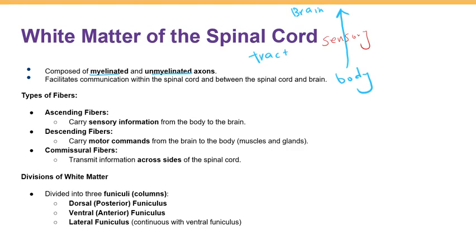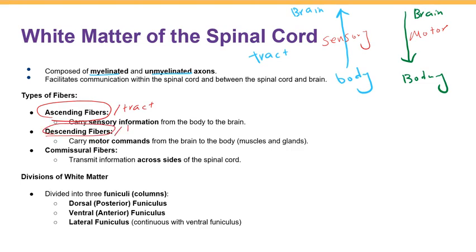And also we have the tract which is going to send the signals from the brain to the body. And guess what kind of information or signals should be carried from brain to the body through the descending fibers or descending tract? That should be motor, right? So then ascending fibers or ascending tract carry this sensory information from body to the brain, and descending fibers or descending tract, they're going to carry the motor information from brain to the body, which means muscles and glands. And in between we have the commissural fibers, which travel transversely from one side of the spinal cord to another side, and they're going to transmit the information across sides of the spinal cord.